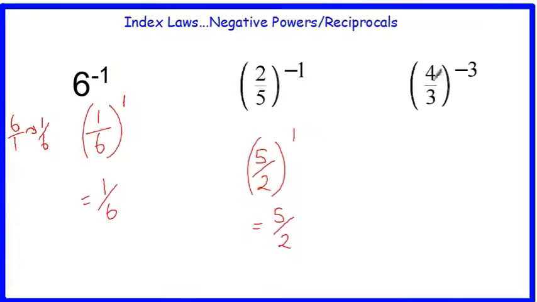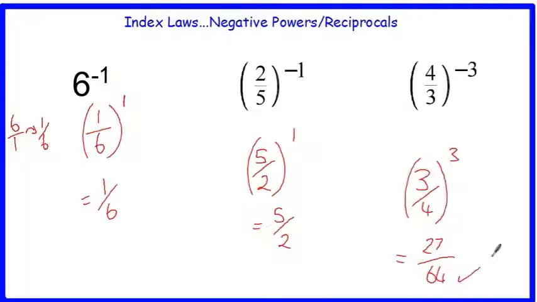Get the reciprocal of this, to the power of 3. Now I'm going to cube this one. 3 times 3 times 3, and 4 times 4 times 4, and that would give me 27 over 64. So when there's a minus, you're going to have to do some work with the reciprocals.